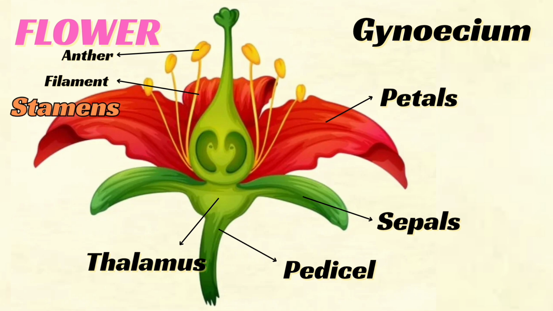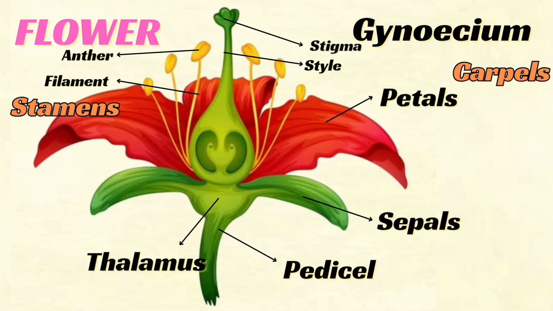The innermost whorl is called gynoecium. It is composed of female reproductive structures called carpels. Each carpel has a basal, swollen ovary, a middle elongated style, and a terminal sensitive region called stigma. Ovary encloses the ovules which contain female gametes, ova.